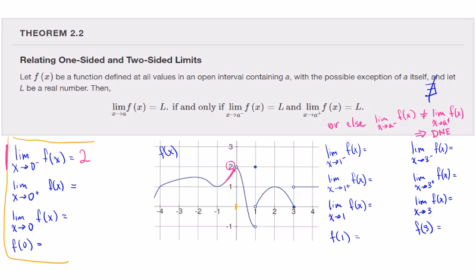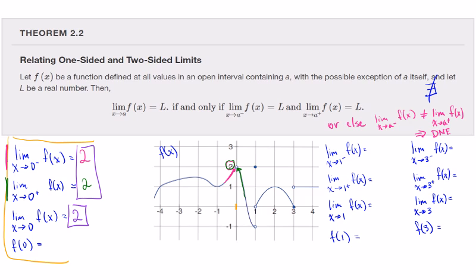The output is 2. So let's go from the right. From the right, I would follow this function up, and it also looks to be approaching 2. As I get closer to 0, my output is 2. So those are the same, because these are the same, that means that the two-sided limit is also going to be 2.